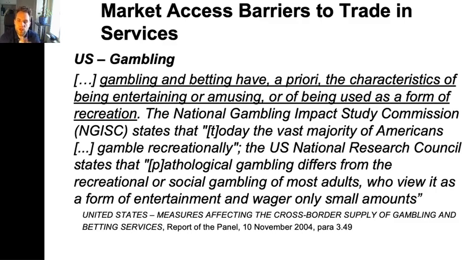However, there was a commission established in the US, the National Gambling Impact Study Commission, that stated that today the vast majority of Americans gamble recreationally. However, pathological gambling differs from the recreational social gambling of most adults, who view it as a form of entertainment and wager only small amounts.